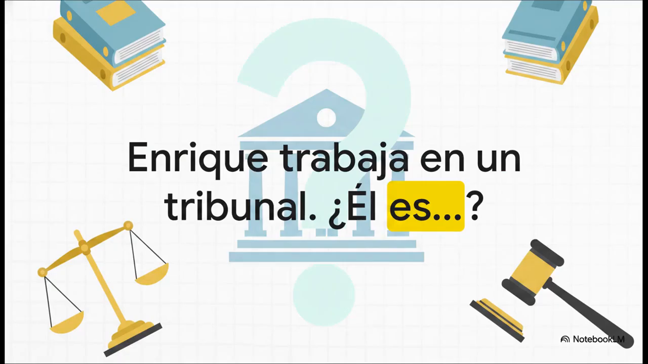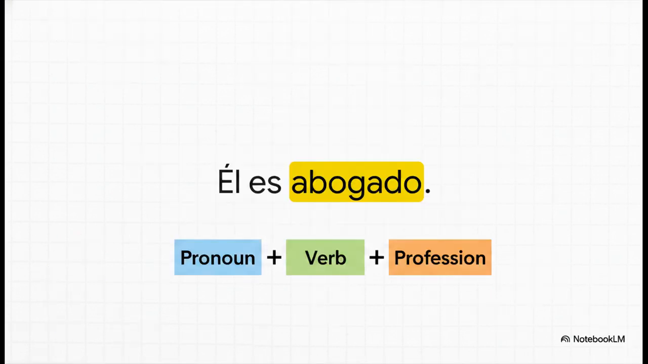Moving right along to number 11. Enrique trabaja en un tribunal. Enrique works in a court. So the crucial point here is recalling that specific vocabulary pair we highlighted a few minutes ago. What exactly is Enrique's profession? He is a lawyer. Él es abogado. Again, we're seeing that structure beautifully reinforced. Pronoun, conjugated verb, profession. Él es abogado.